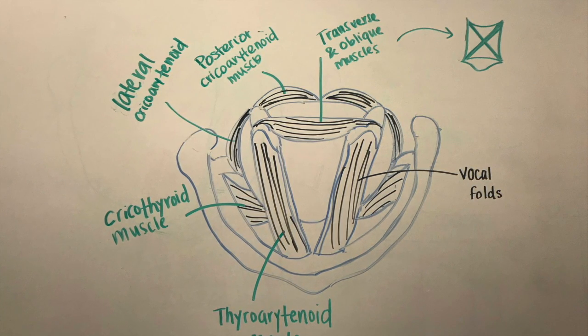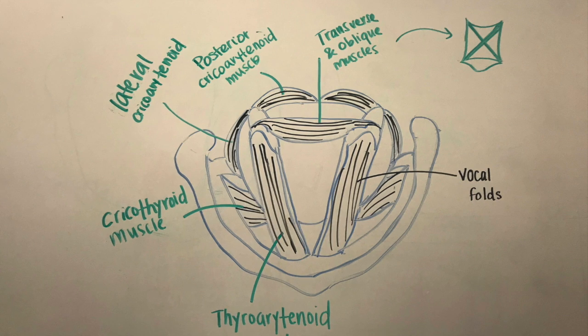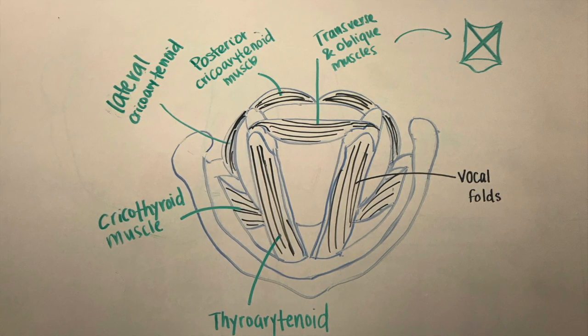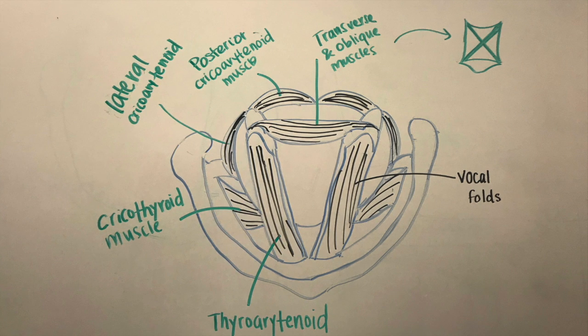The lateral cricoarytenoid stretches from the lateral cricoid cartilage to the arytenoid cartilage and adducts the vocal folds. Lastly, we see the oblique and transverse arytenoid muscles, which form an X shape across the arytenoid cartilages and work as a sphincter to close them.